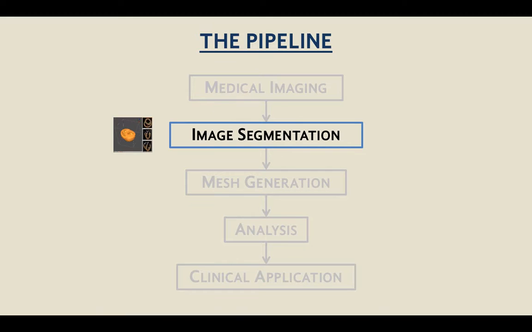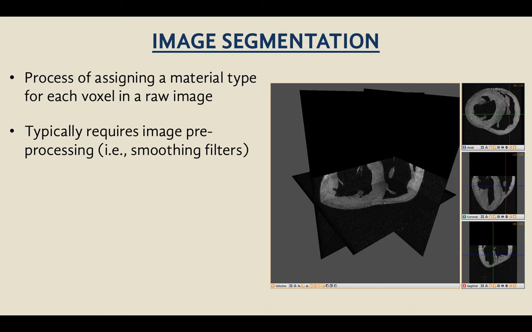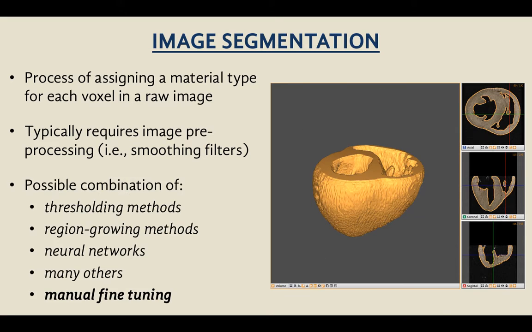So image segmentation, again, is the process of assigning a material type to every voxel in a scan. And unfortunately, it does require some degree of pre-processing of the image, usually in the form of smoothing filters, so that we can maximize the effectiveness of these segmentation techniques. There are many segmentation techniques out there: thresholding, region growing, level set methods. Neural networks have a promising future. Many others, but at least today, there's still a significant amount of manual fine-tuning that's required. And hopefully in coming years, somebody smarter than me can help further that along.